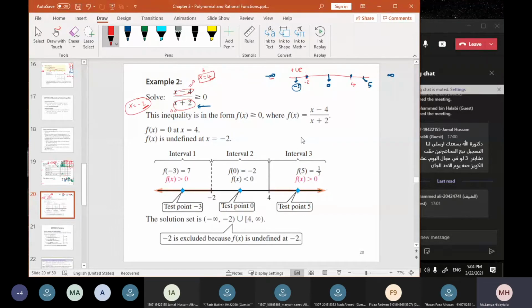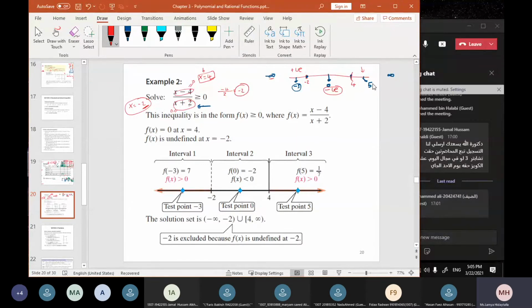Then now I take from -2 up to 4. So we took the point 0. If I substitute with 0, we have x minus 4, which is 0 minus 4, it is -4, over 0 plus 2, it is 2. So this is equal to -2. So it is negative. So in this interval it is negative.